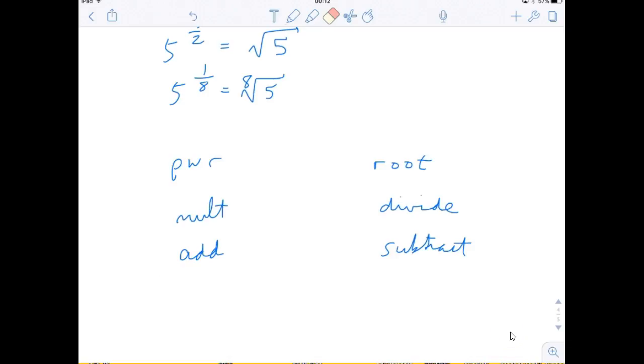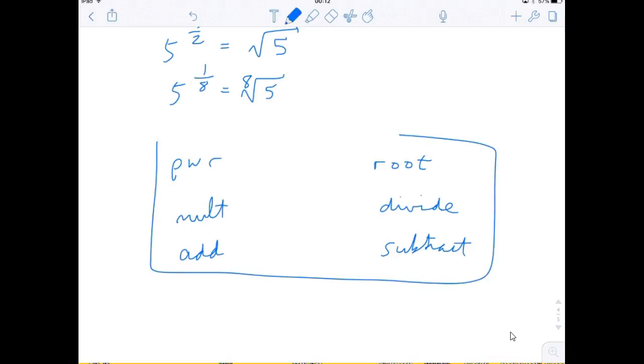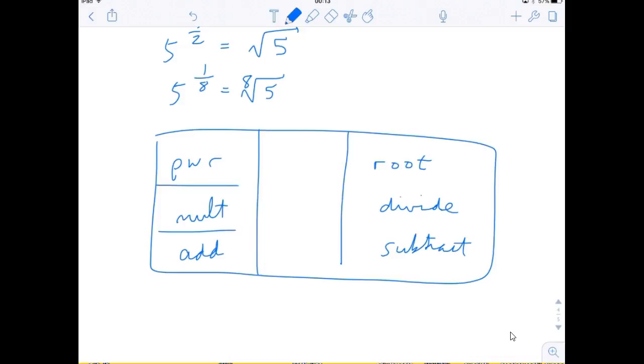This chart here might be able to help you figure out when you're supposed to use each kind of operation to combine exponents. Okay. First of all, let's look at these inverse function pairs. So on the left side we have power, on the right side we have root. Remember, root is like the square root. Okay. That's the opposite of squaring. Square root is the opposite of square. Second row we have multiplication is the opposite of division, and then the third row we have addition is the opposite of subtraction.